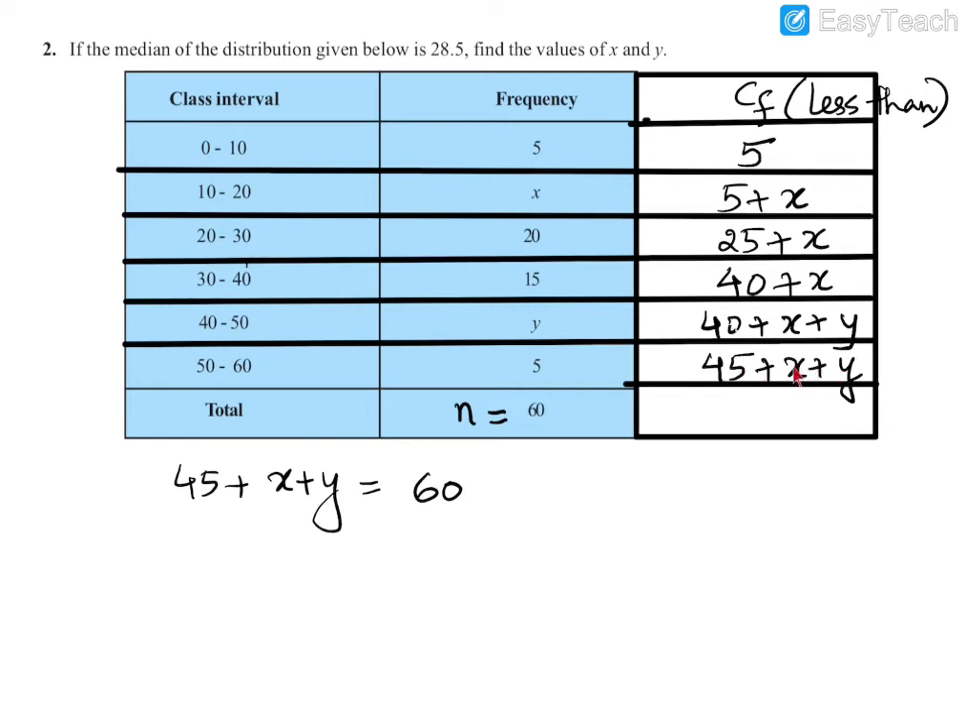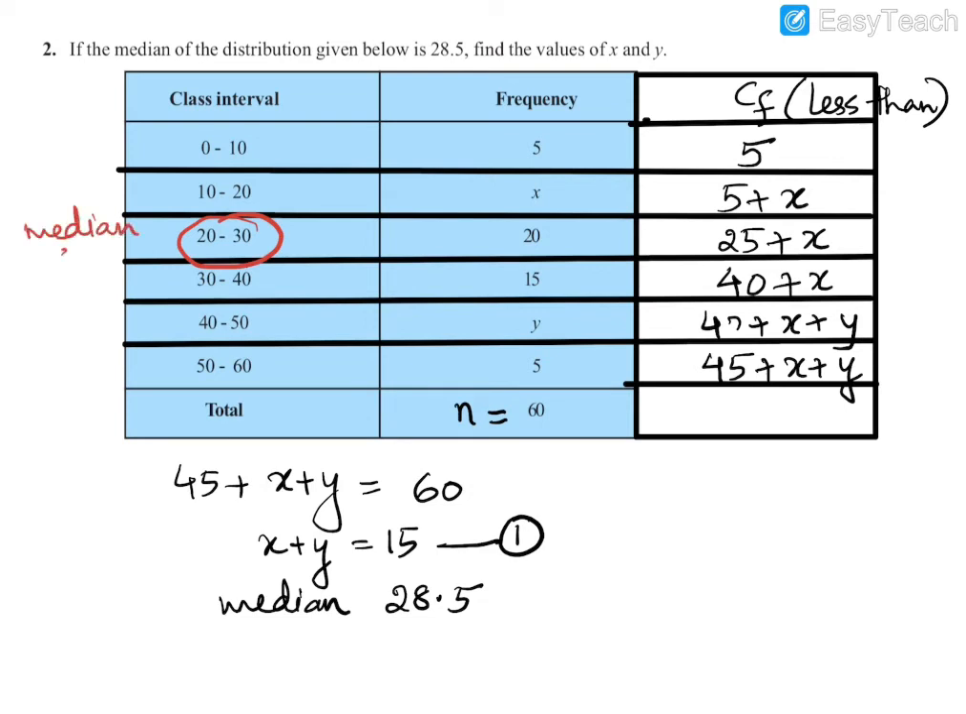We know that the last cumulative frequency in the table gives us the total of the frequency. So we can equate it to 60. Solving this equation, we get x plus y equal to 15. Mark this equation as 1. Now we are given the median of this distribution, which is 28.5, and 28.5 lies between 20 and 30. So the median class is 20 to 30, and now we can mark CF and F.